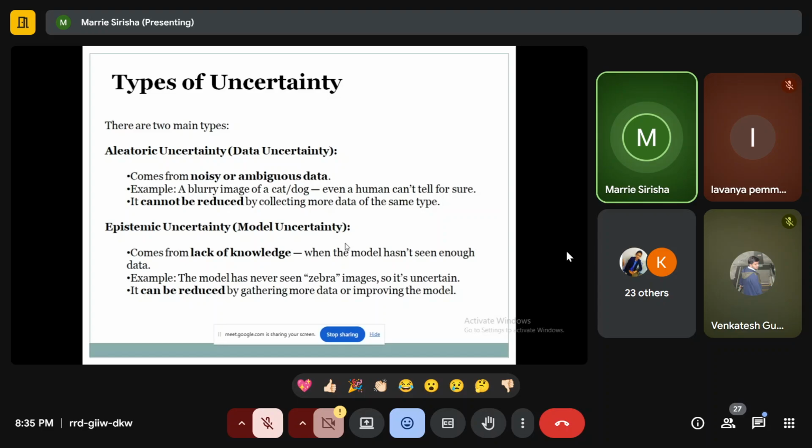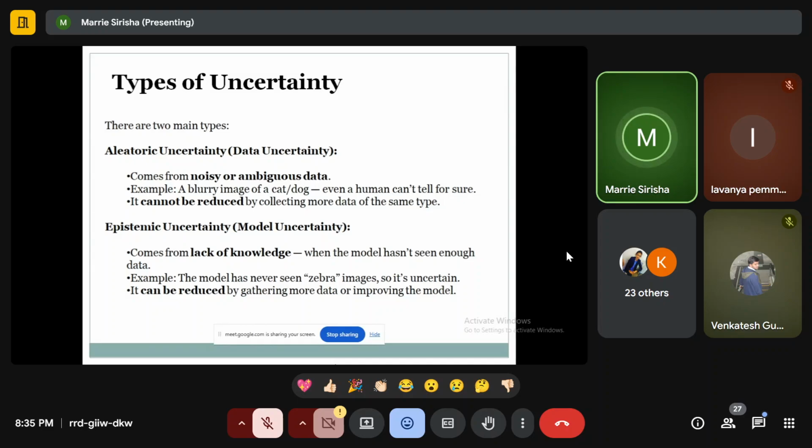And the second one is model uncertainty, that is epistemic uncertainty, and it comes from the lack of knowledge.